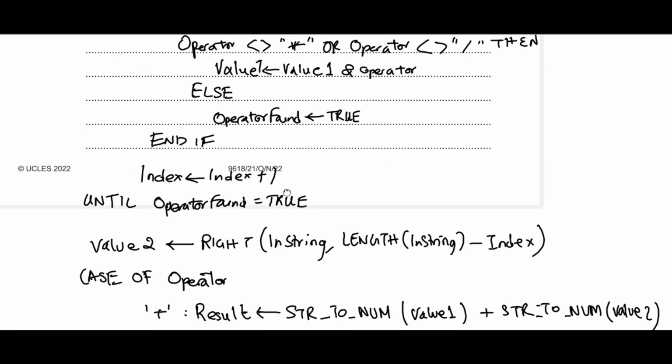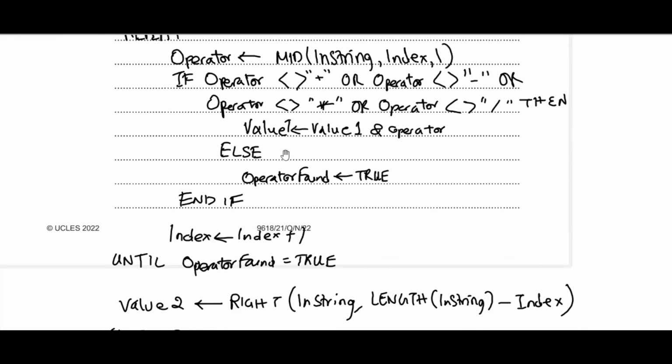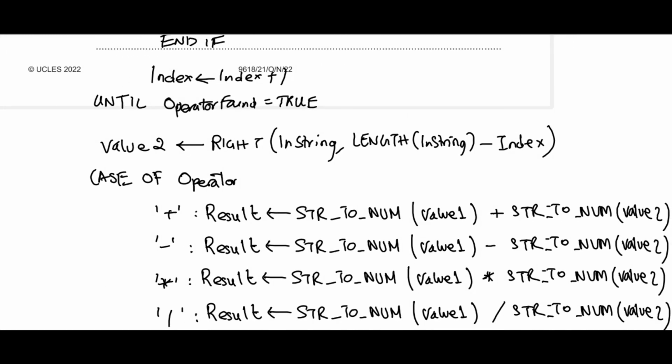So index is going to give us the length of the first value plus the operator. And we know the length of the total string. So we can just subtract it from the right side and obtain the second value, which is our value 2. And we have done that right here. So we have extracted from the right side the total length of the string minus the index, which had the first value plus the operator length.